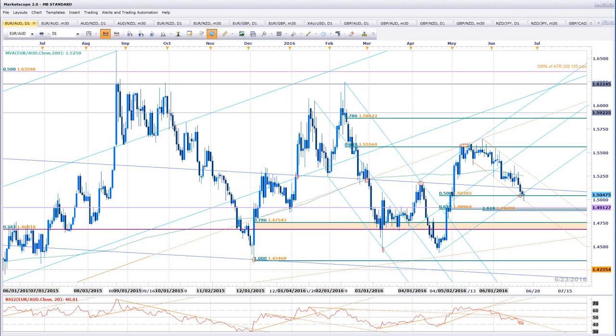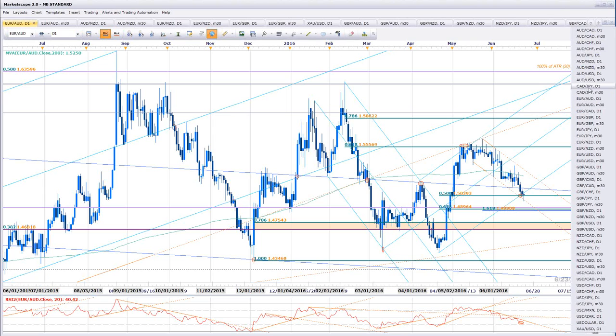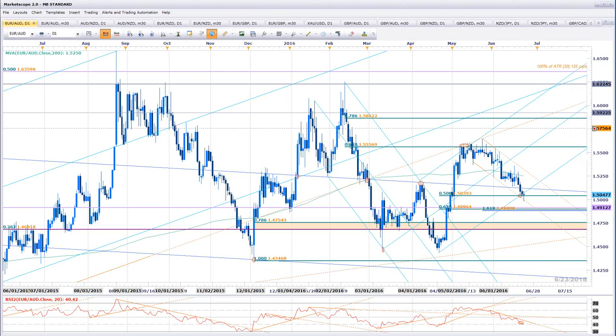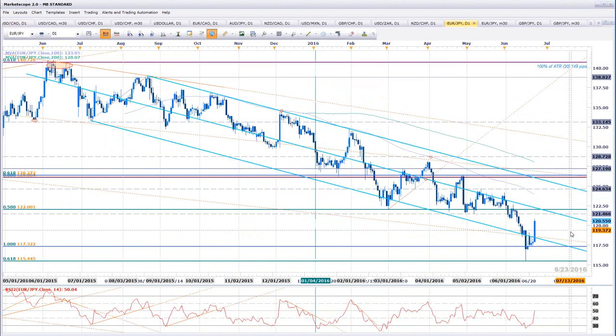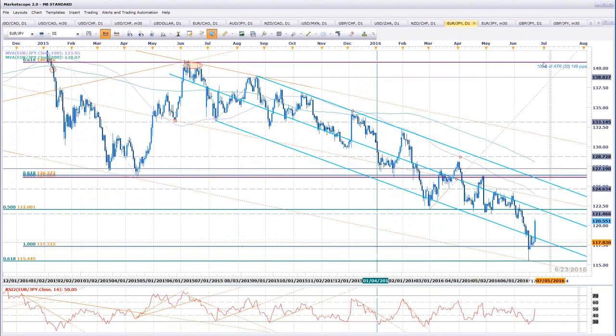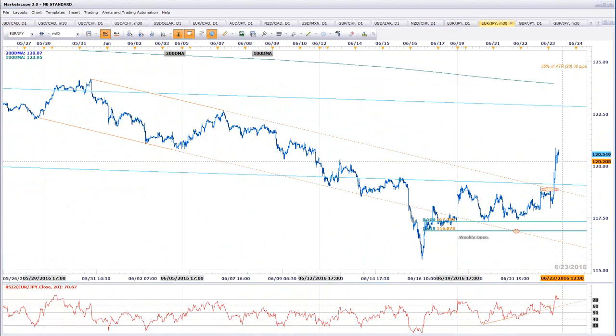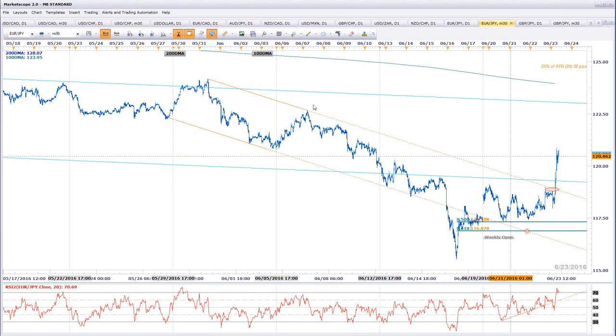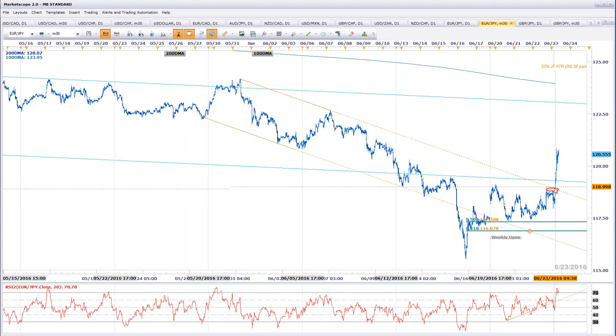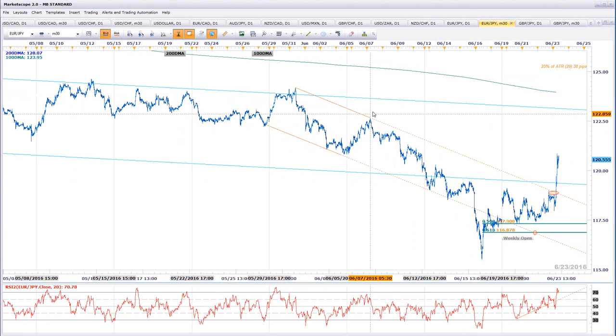Adam says, have you covered Euro Yen? No, we haven't, but we sure can. Here's what Euro Yen looks like, buddy. The daily chart and the 30-minute chart, which we were highlighting yesterday. Just a basic channel resistance, the break, and there we go.